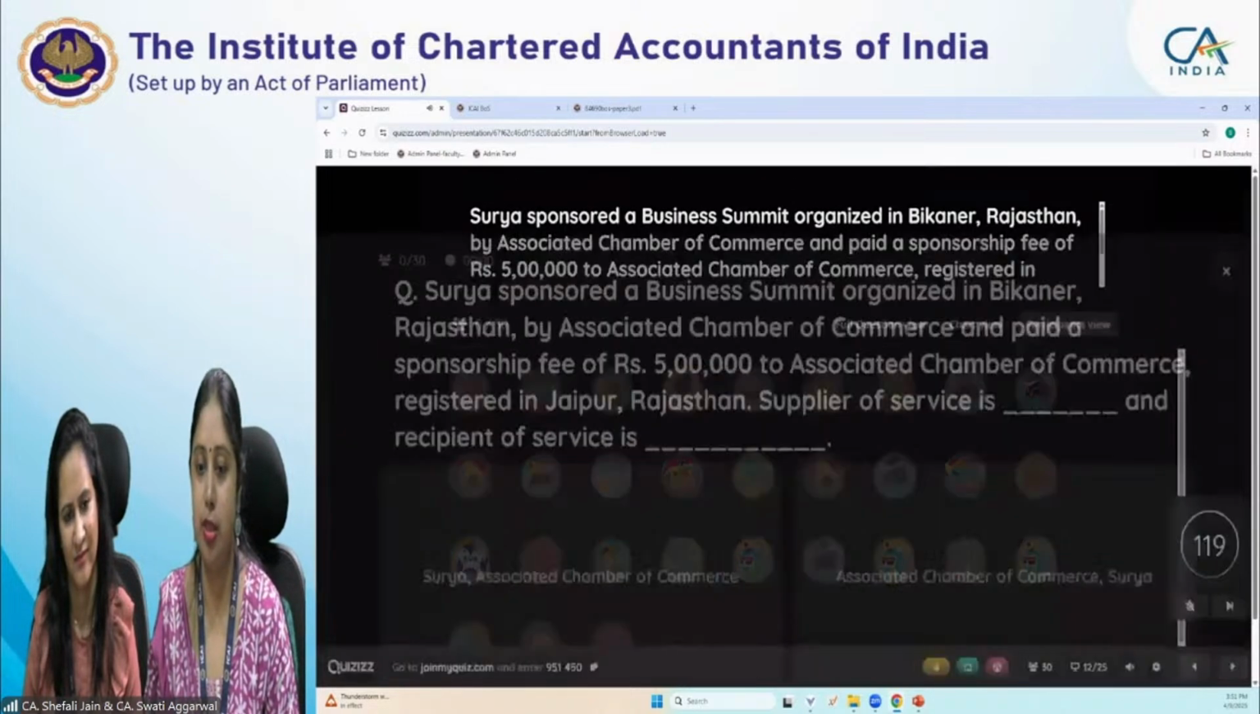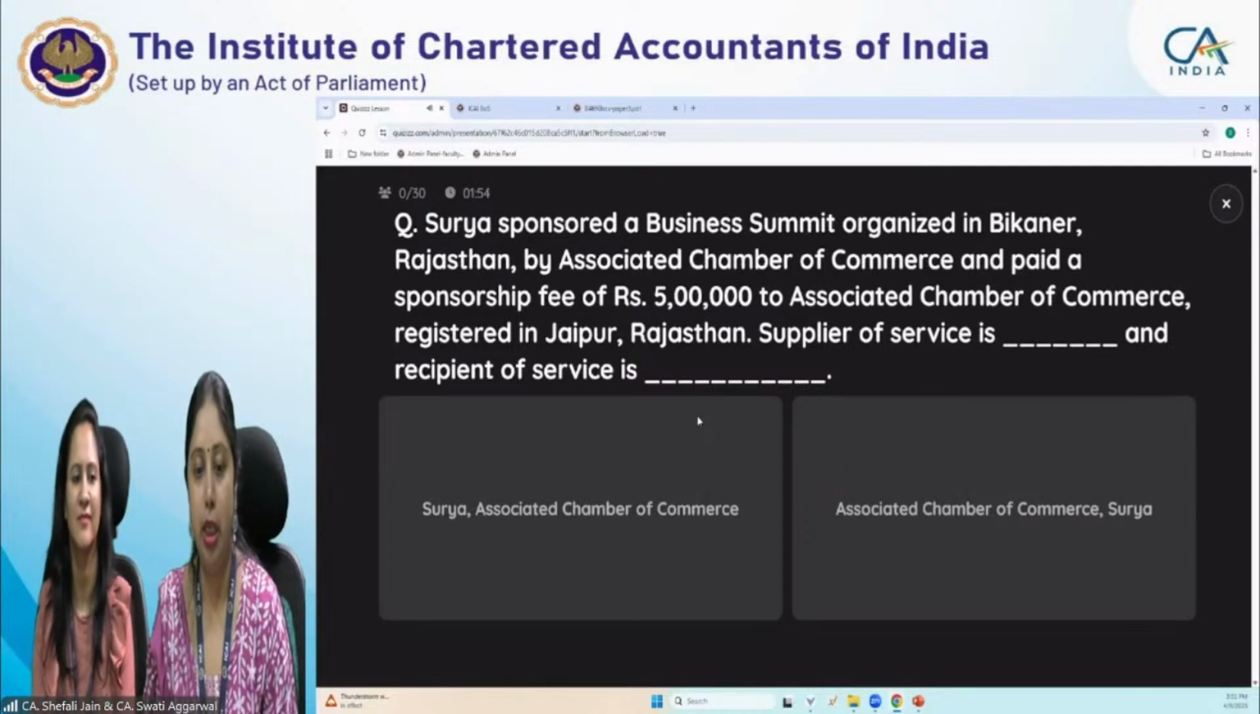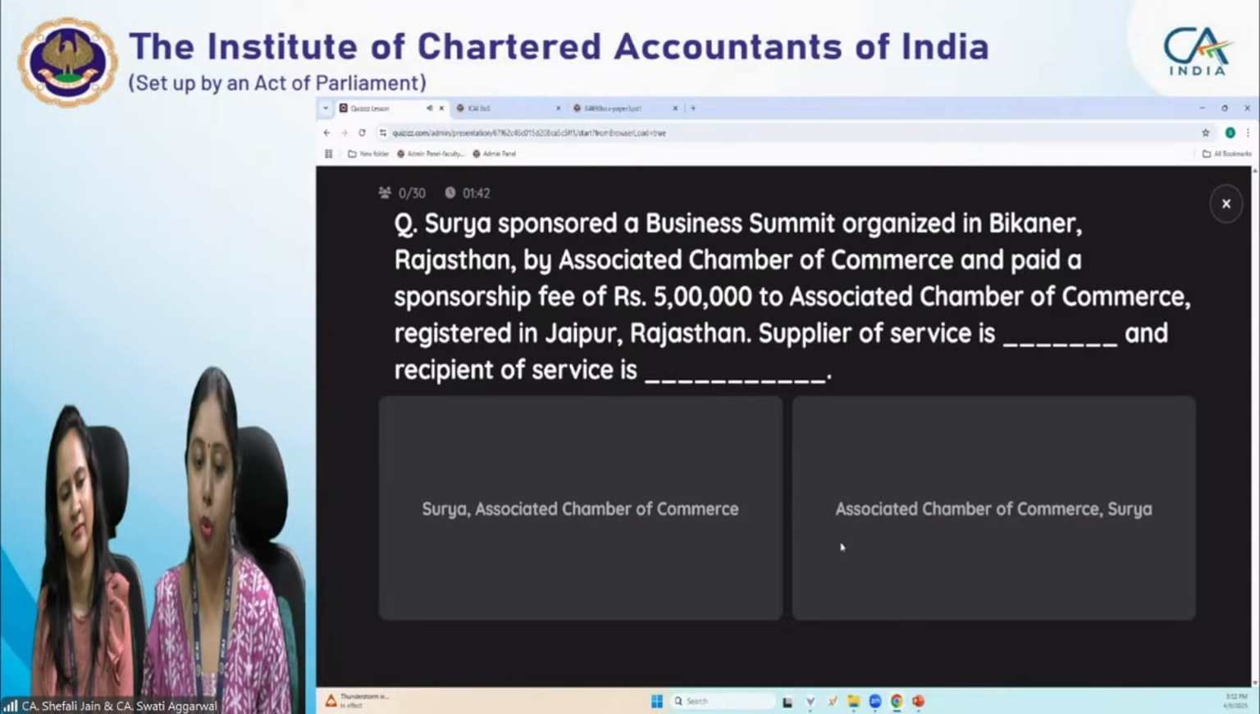Next question is there on your screen. Surya sponsored a business summit organized in Bikaner, Rajasthan by Associated Chamber of Commerce and paid a sponsorship fee of 5 lakh to Associated Chamber of Commerce. Associated Chamber of Commerce is registered in Jaipur, Rajasthan. Now you have to find out who is supplier and who is recipient.